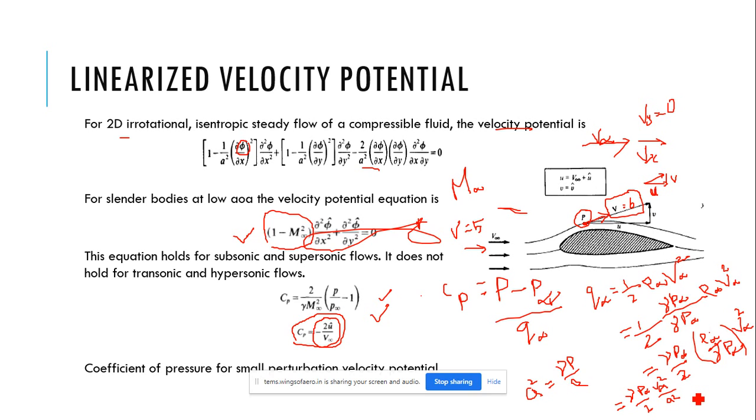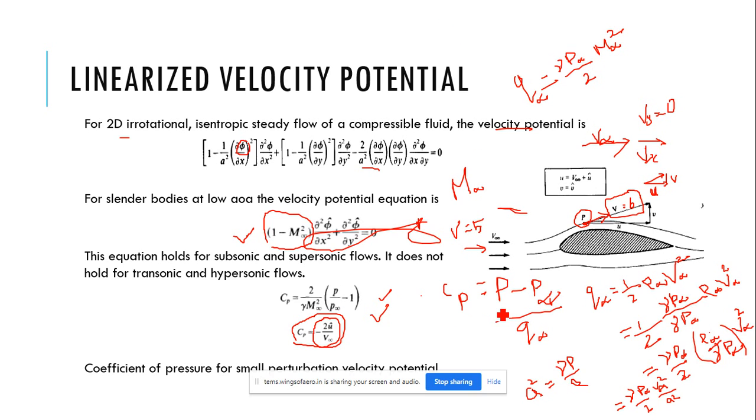We know V square by A square equals M square. So that is equal to gamma P infinity divided by 2 into M infinity square. This is Q infinity. So Q infinity equals gamma P infinity divided by 2 into M infinity square.